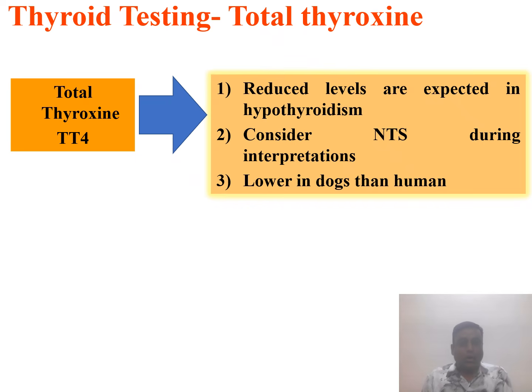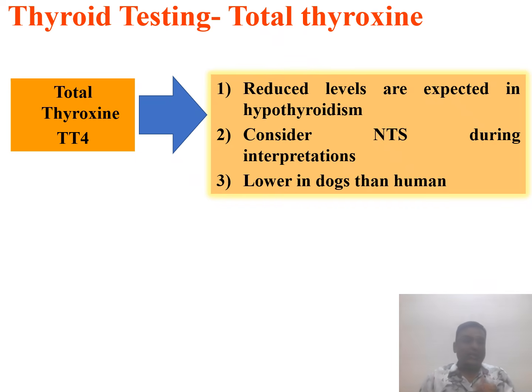In humans, normal thyroid total T4 concentration ranges from 60 to 100 nanomole per liter. However, in dogs, it is maximum 30. It ranges from 20 to 30 nanomole per liter. So when we are considering total T4 and its comparison with humans, we need to use our veterinary reference range for giving an opinion or decision on the thyroid hormone.